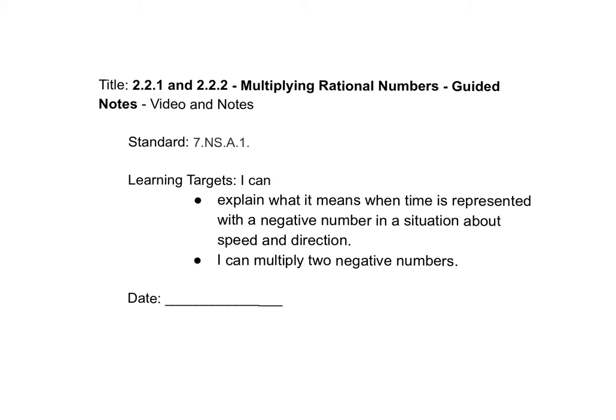Your learning target today is: I can explain what it means when time is represented with a negative number in a situation about speed and direction, and also I can multiply two negative numbers.